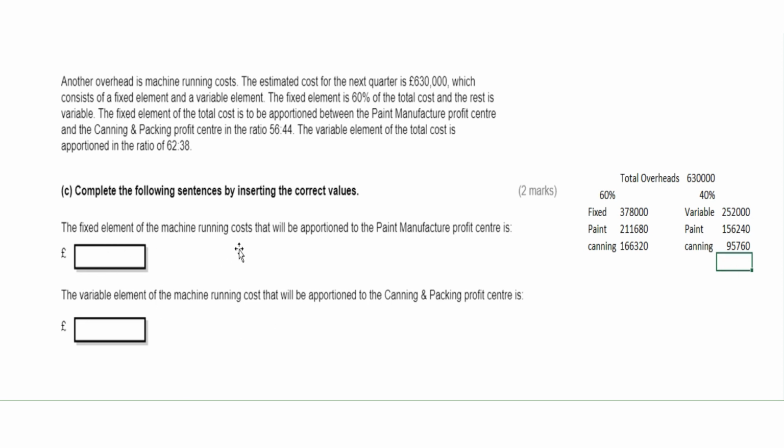So now we can answer the question. The fixed element of the machine running cost will be apportioned to the paint manufacturer. So we've got fixed paint, 211,680. That's what we would answer here. And the variable element of the machine running cost will be apportioned to canning and packing, 95,760. That's what would be in here.